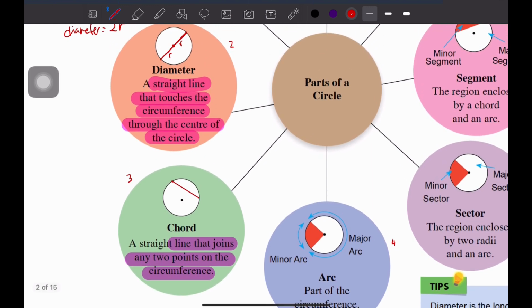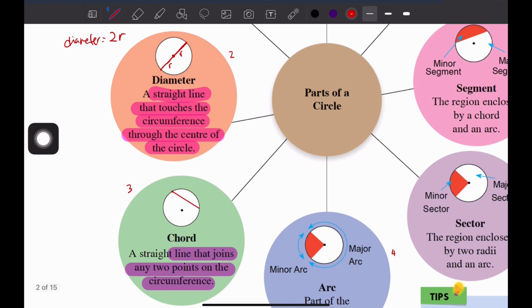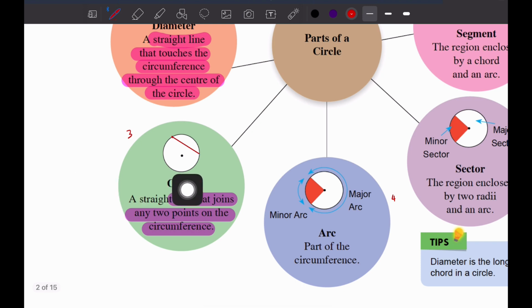Let's look at chord and diameter. The definition is almost the same. A diameter is a straight line that touches the circumference through the center of the circle. We know that it connects 2 points on the circumference, but going through the center. This is diameter. But the definition for chord is a straight line that joins two points on the circumference only. It didn't mention through the center.